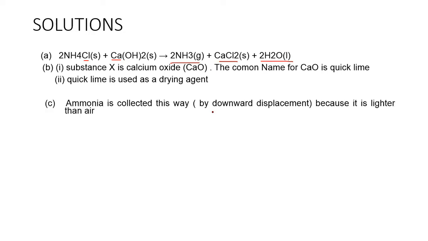Ammonia is collected this way, meaning downward displacement, because it is lighter than air, 1 mark. Ammonia is not collected over water because it dissolves in water, another 1 mark, and you collect your 2 full marks.